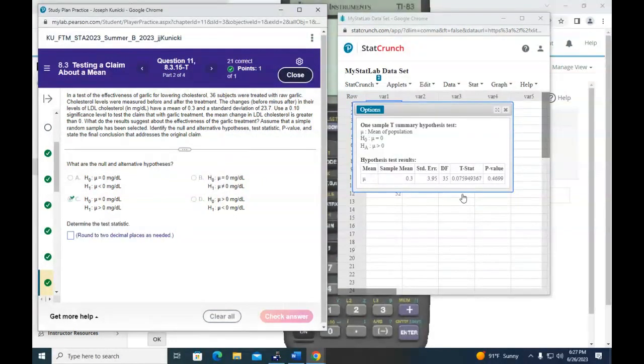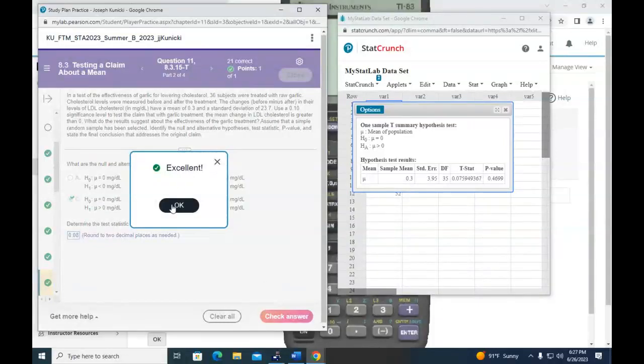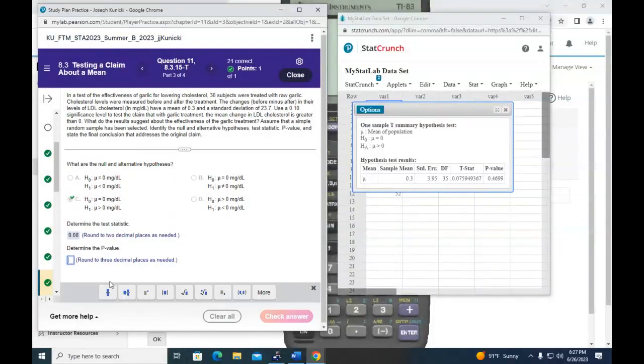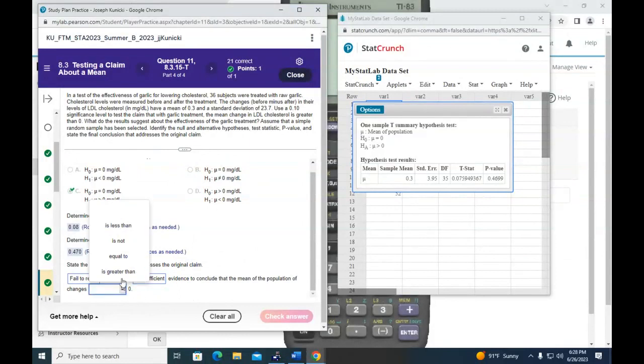Okay, and then determine the test statistic, 0.08. You see the p-value is really high, 470. And that means we're not going to reject. So fail to reject. So there's not sufficient evidence to conclude that the mean of the population changes is greater than zero.